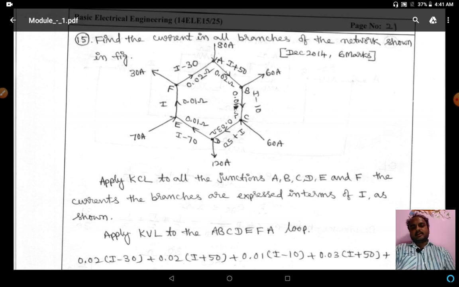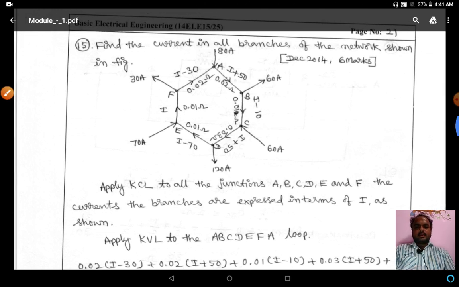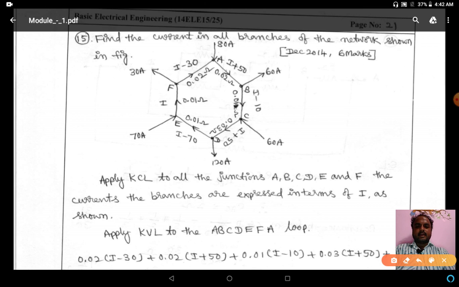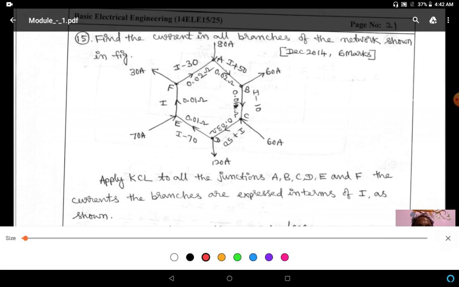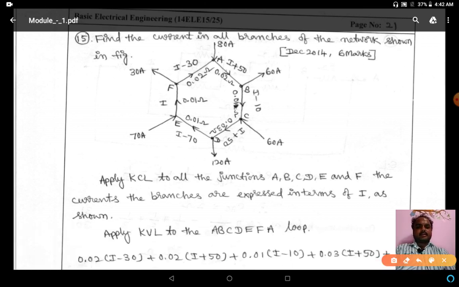current here. So what I am doing here, I am making the loop, that is the A B C D E F A loop, and I am assuming any one branch current. So I am assuming here EF branch current is I. EF branch current is I. By that I am finding the other branch currents.